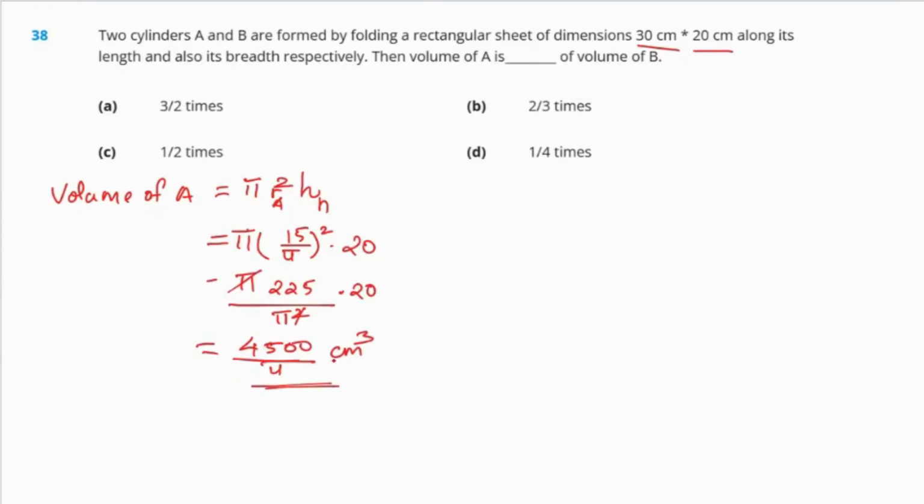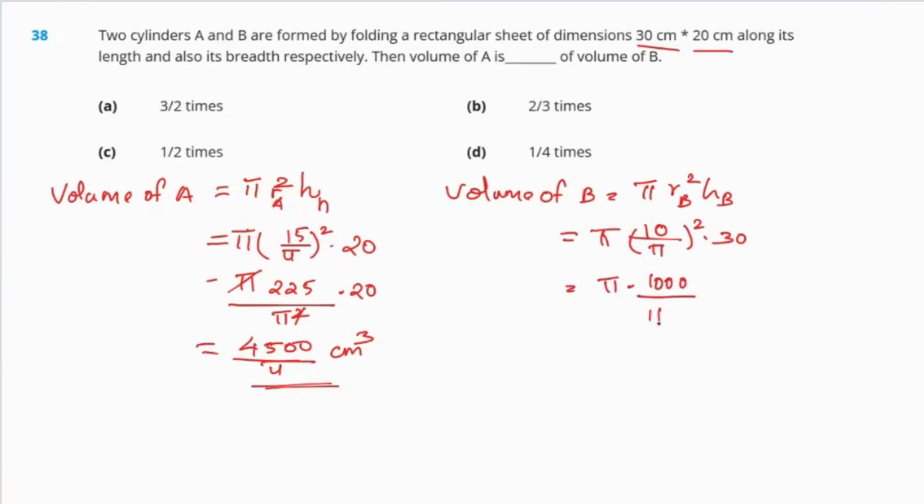This is the volume of the first cylinder. The volume of cylinder B is given by pi r B square h B. Here, pi into radius 10 by pi, the whole square, into height 30. So pi divided by pi square, one pi and one pi get cancelled off, into 30, which is equal to 3000 by pi centimeter cube.